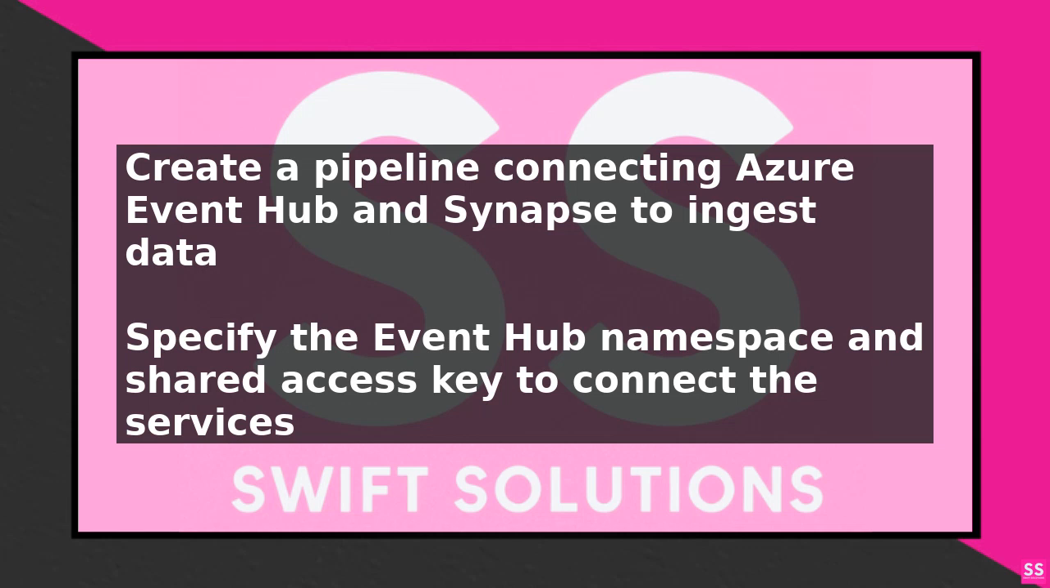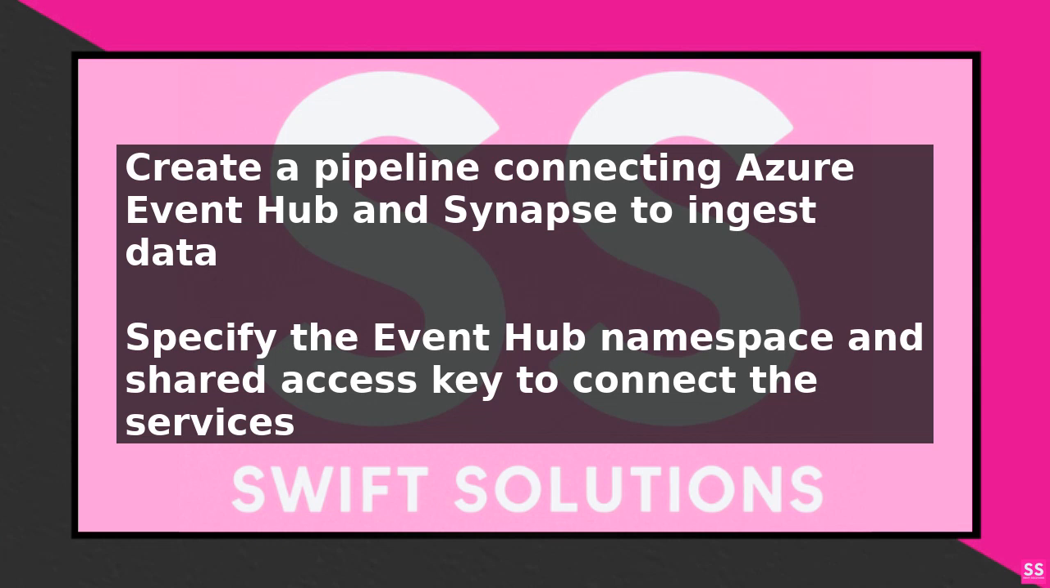Now, let's create a pipeline that ingests data from the Event Hub into Synapse. In the pipeline settings, you can specify the source dataset as the Event Hub dataset, and the sink dataset as a Synapse table. You can also specify the mapping of the Event Hub events to the Synapse table columns.